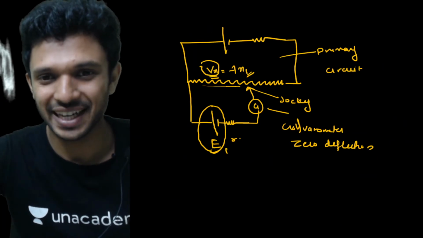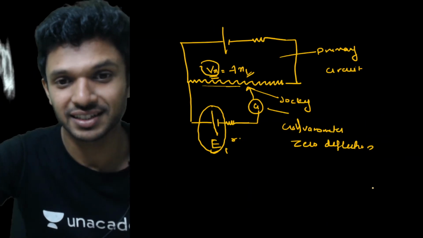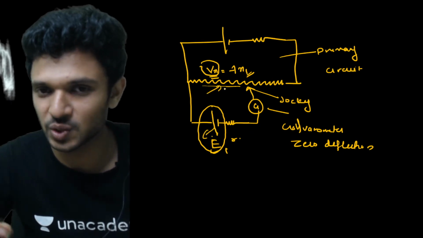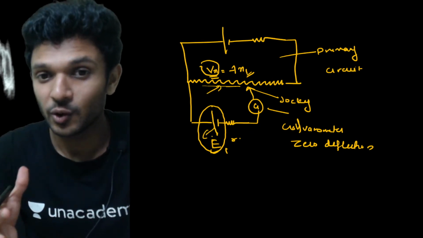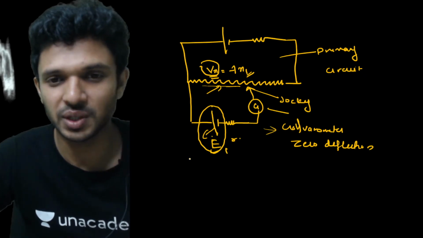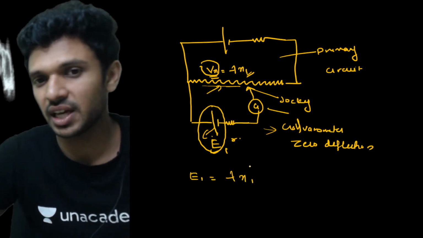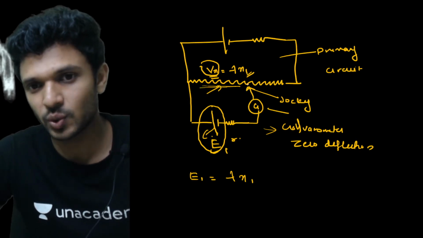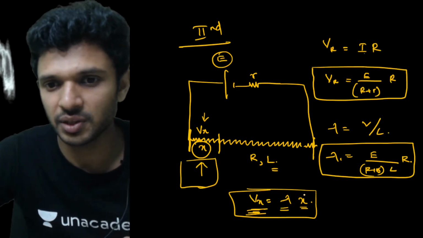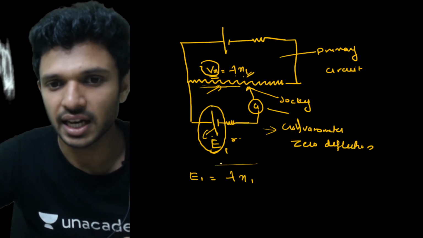So the first concept: when the galvanometer shows zero deflection, the EMF of the cell and the potential drop of that wire will be equal. That is the reason why the galvanometer shows zero deflection, which means I can write EMF of the cell is equal to lambda times x1. If the length of the wire is x1, the potential dropped across that is lambda times x1. We have learned that in the previous page. So E1 will be equal to lambda x1.